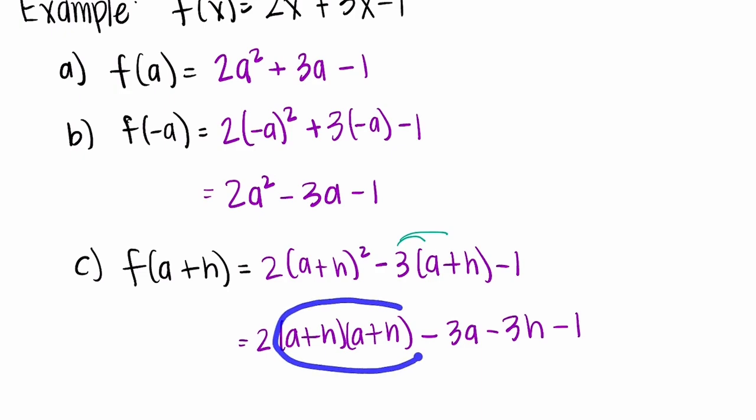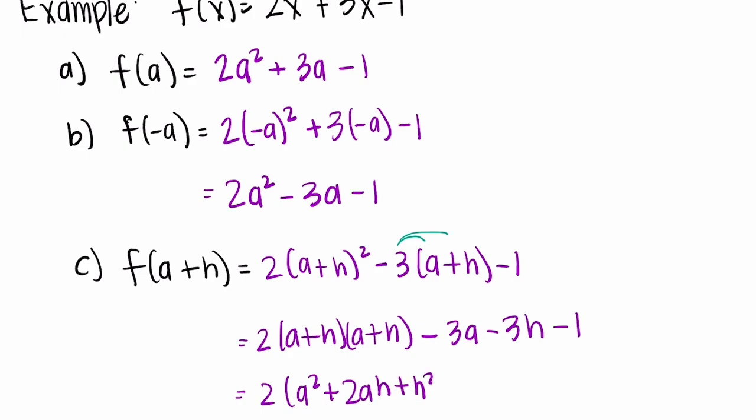We're going to distribute all of this out. When we distribute it, we end up with an a squared. And then we'll have a plus h and a plus h. So we're going to have two of those. So 2h and then h squared. And then still just your minus 3a minus 3h minus 1.